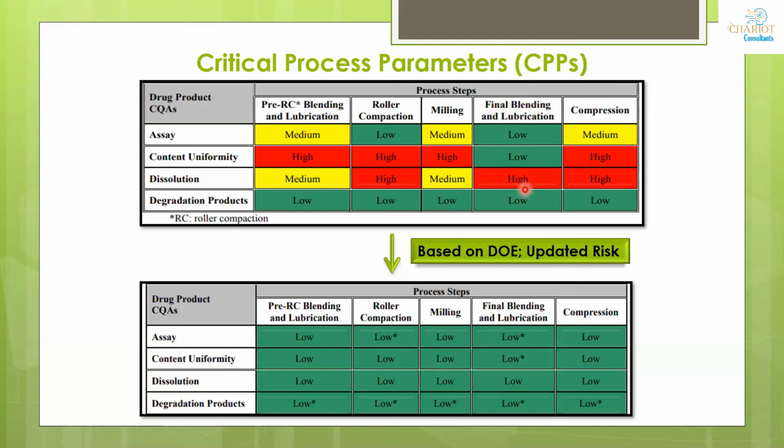And once you have finalized that, you will put it as low. Similarly, your compression speed, you will challenge different speeds: 10 rpm, 15 rpm, 25 rpm. Then you will evaluate your assay values, content uniformity values, dissolution values. Generally for speed, you will evaluate assay and content uniformity. And if you are talking about your tablet hardness, then you will evaluate your dissolution.